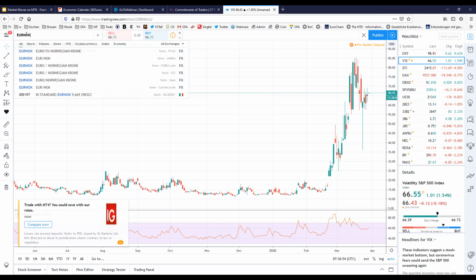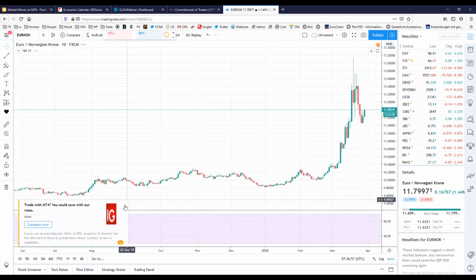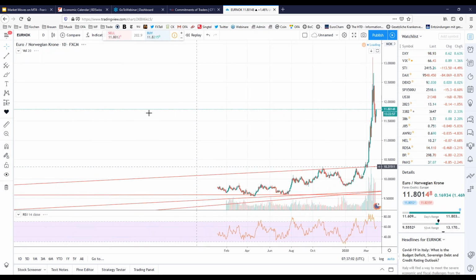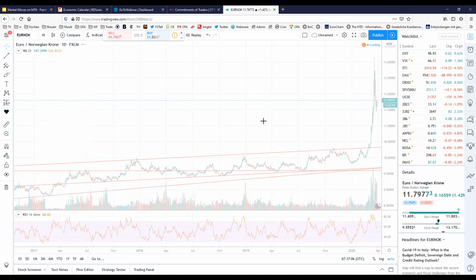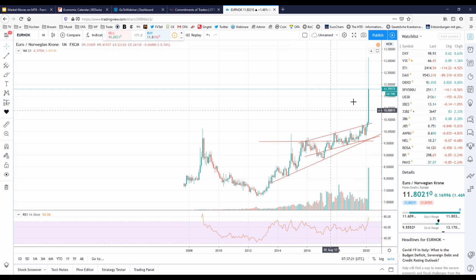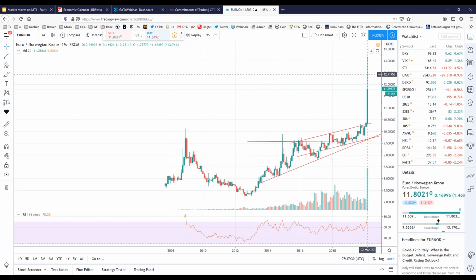EURNOK, looking at it from a long-term point of view here at this TradingView website, we can see similar things had happened also in the past, and we are looking at it from a different point of view here and comparing it. So I expect the same to happen right now. Obviously, volatility at elevated levels, and we can see 2008 and right now the Norwegian crown weakening a fair bit again. But after the crisis, I expect the Norwegian crown to strengthen a lot, I would say.